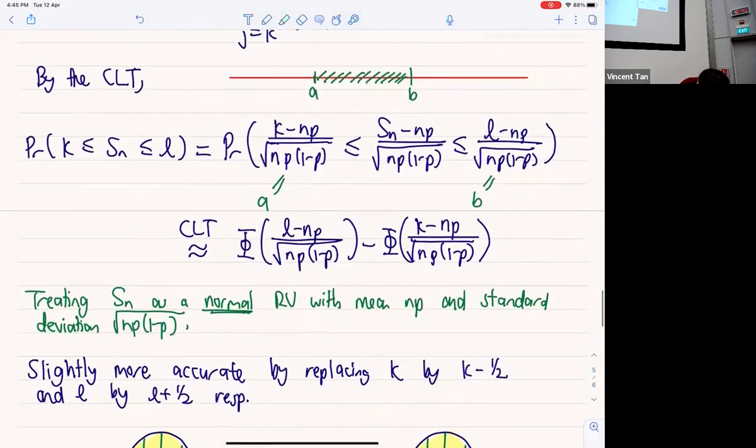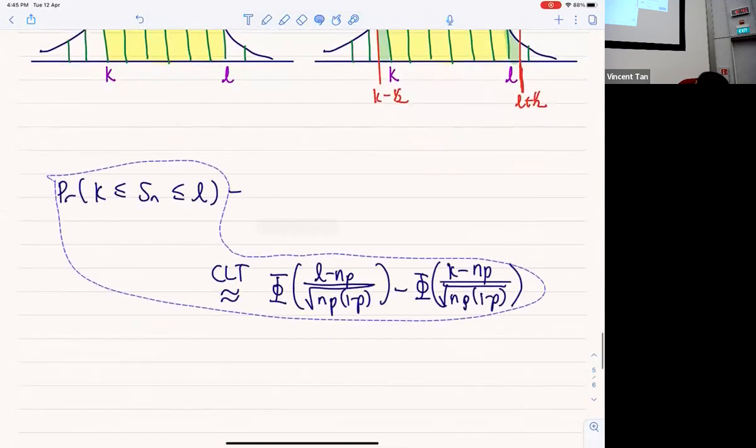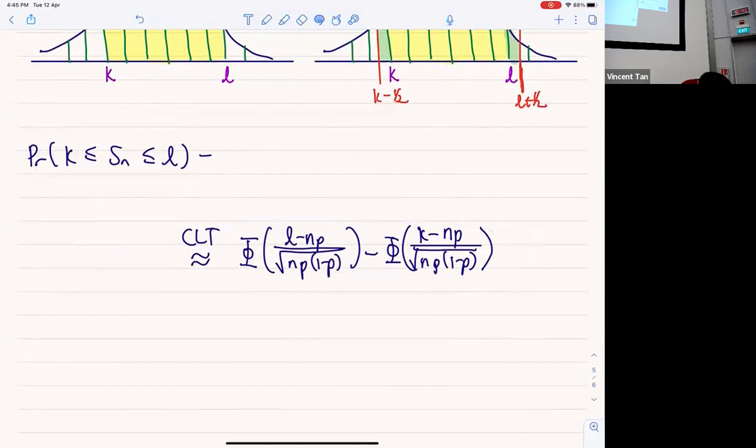And if we use this approximation, then our approximation is the following. So we will have this being equal.